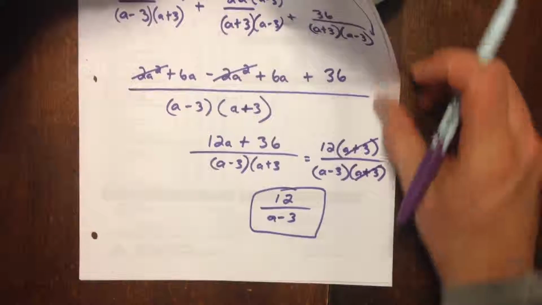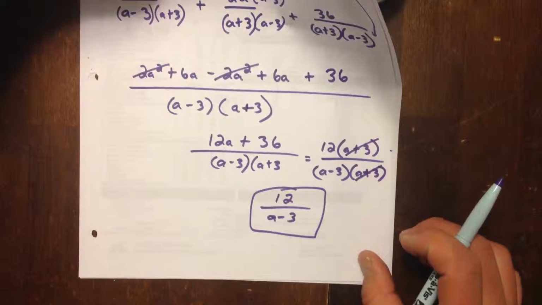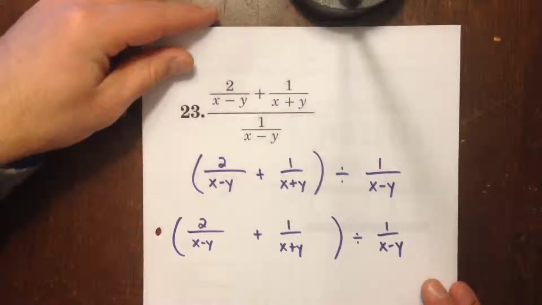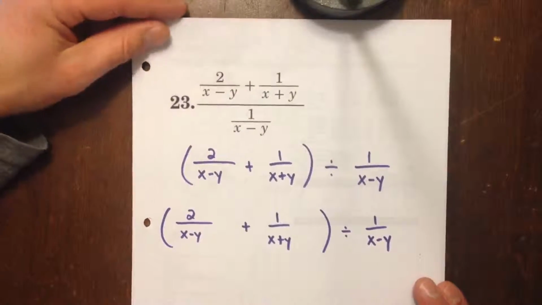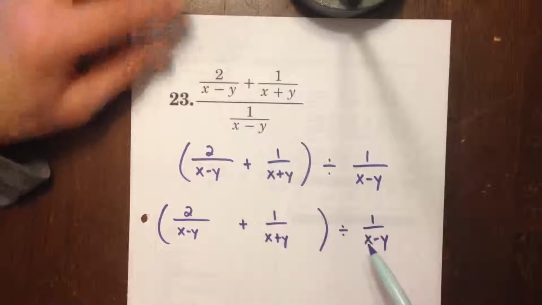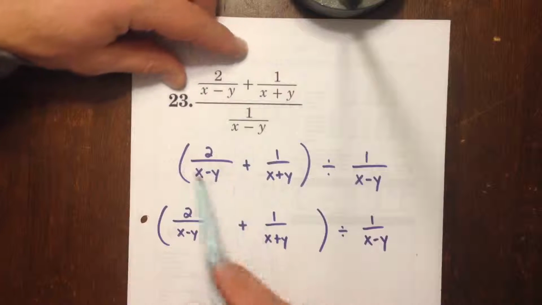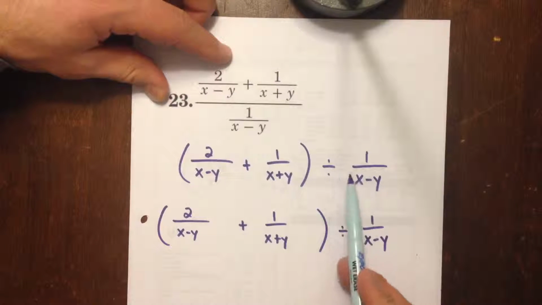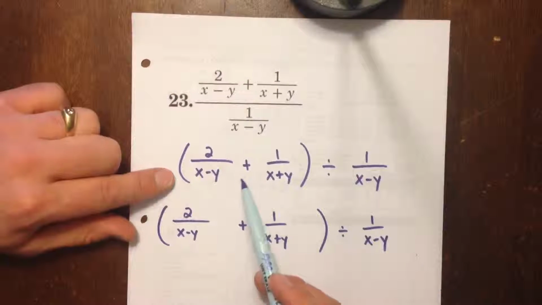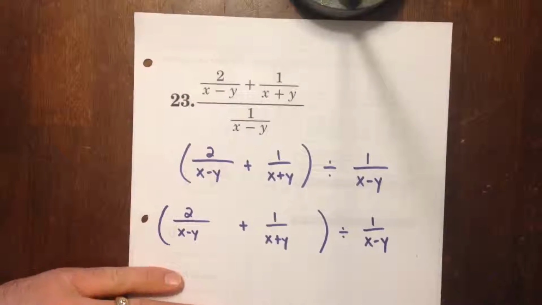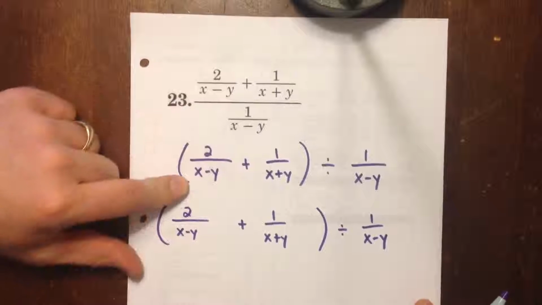So take a look at that. Alright, 23. I know this looks pretty daunting, but really all we're going to do is add. We have an addition problem, and then we have a division problem. But we have to do the addition first because that's up top. Alright, we got to take care of that. So add like you know how.